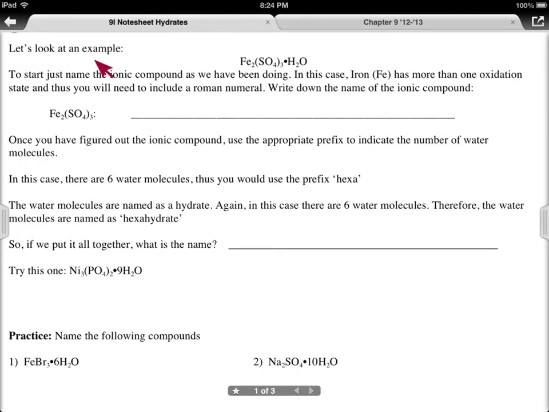So now we're going to look at an example. Here's the example right here. To start, we're going to just name this ionic compound as we've been doing in the past. In this case, iron has more than one oxidation state, so we're going to need to include a Roman numeral in this name. So we're going to write down the name of this ionic compound. We would name this iron, and the Roman numeral is going to be 3, because the charge on iron here must be a positive 3, and sulfate.